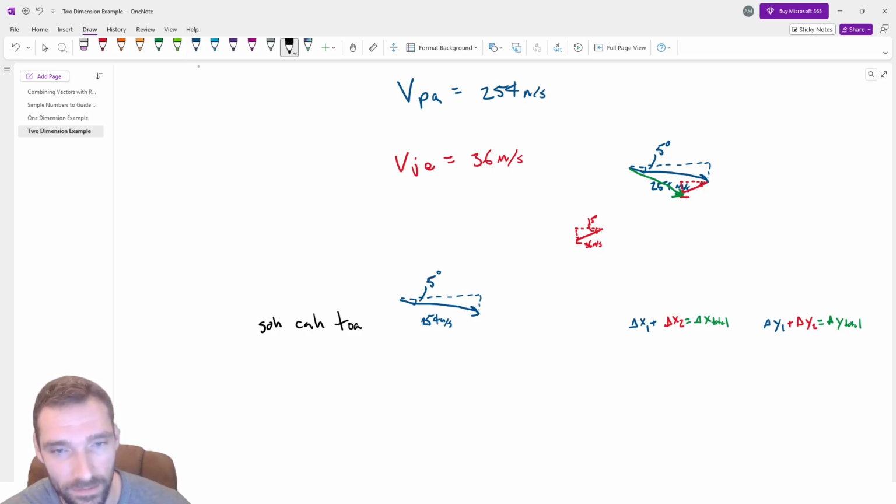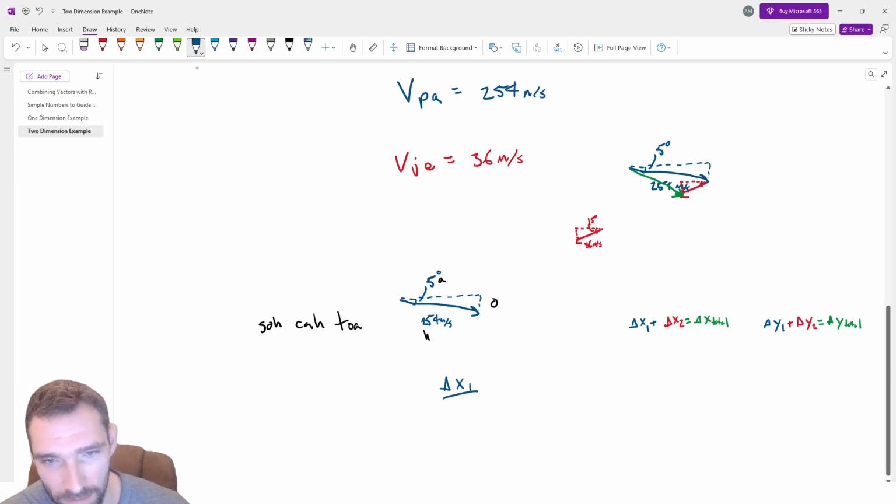In this context, we have our hypotenuse, we have our opposite, and we have our adjacent. So to get the change in x1, that's going to be this guy right here. And then we've got change in y1. So to get change in x1, we're going to be working with the adjacent over the hypotenuse. So that would be our cosine.